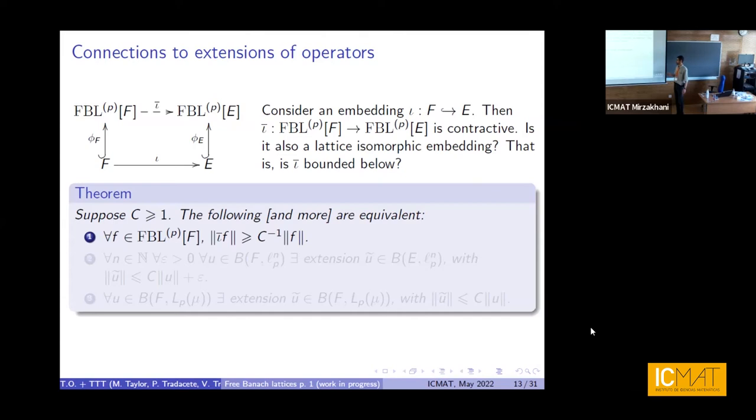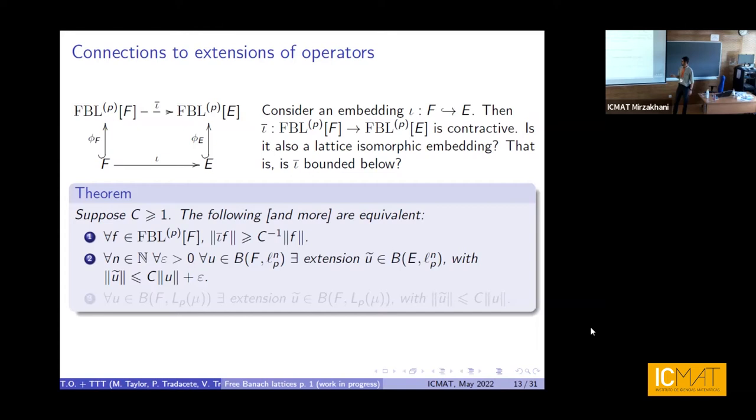And as an answer to this, we have this theorem. Let's say C is a constant and the following statements are equivalent. The first one is that the map iota is bounded below. The map iota, in other words, is a lattice isomorphism, and this C is related to the lower bound. The second statement is the existence of extensions into finite dimensional P spaces.